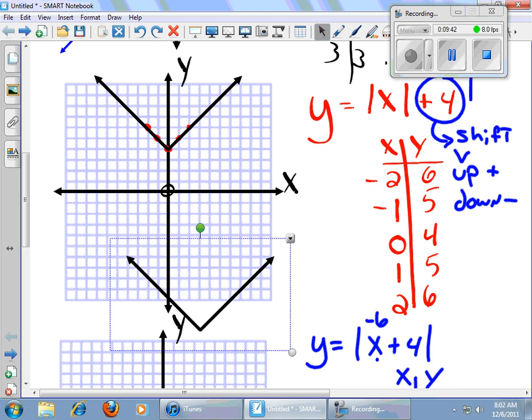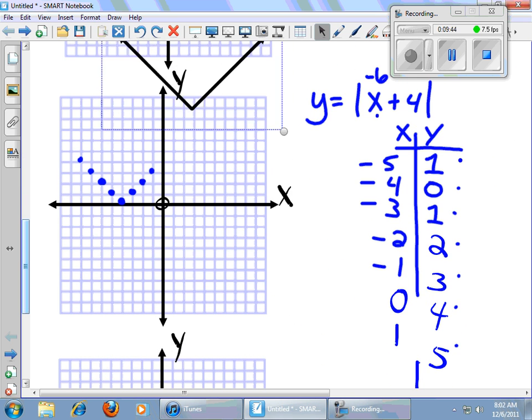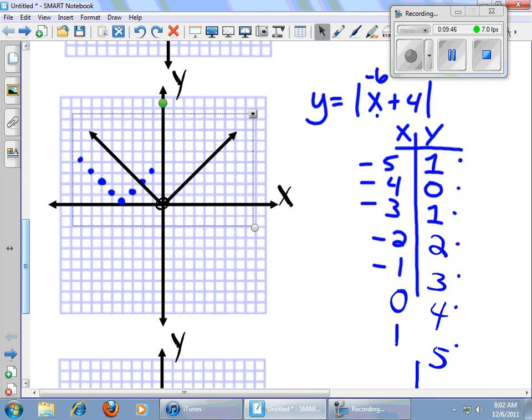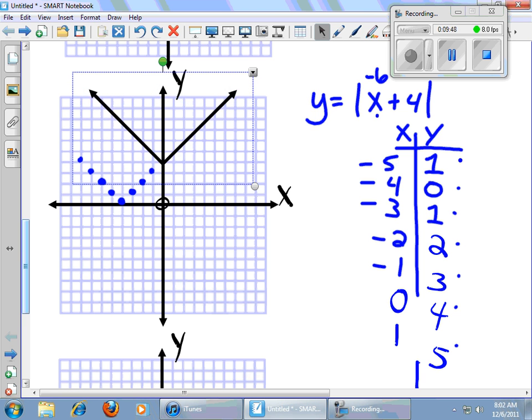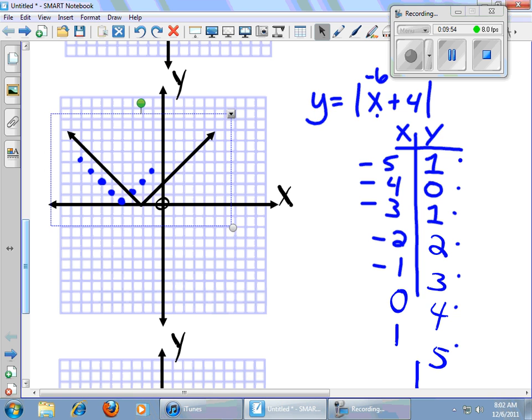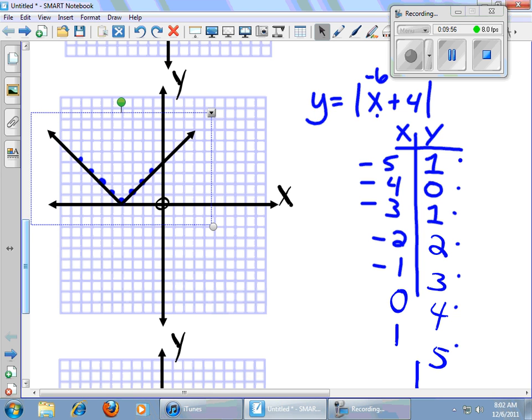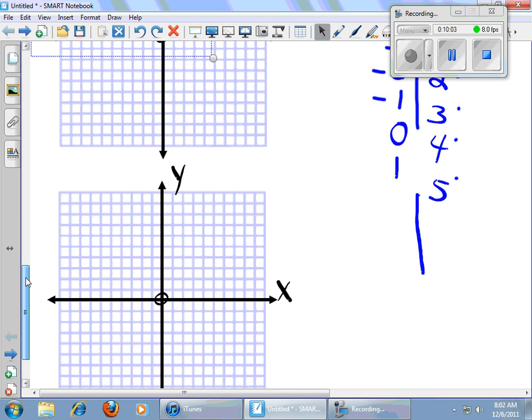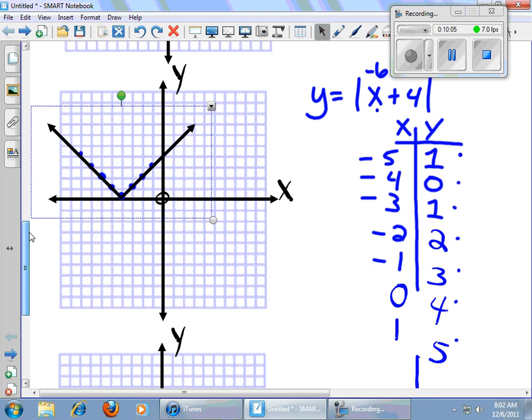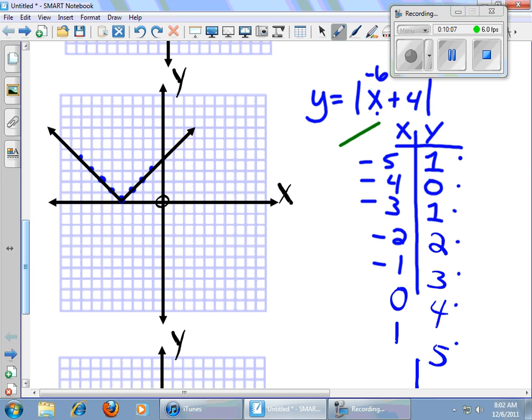Now watch what's going to happen. It's the same exact V. This was the original V. 1, 2, 3, 4. This is the V from when we added 4 to the outside. And look at this. 1, 2, 3, 4. That is the same V, only this time it shifted left. So we can conclude from that that when you add on the inside, you shift the V left.